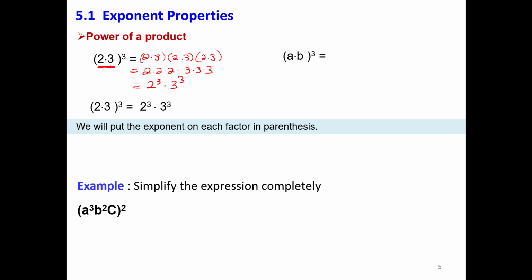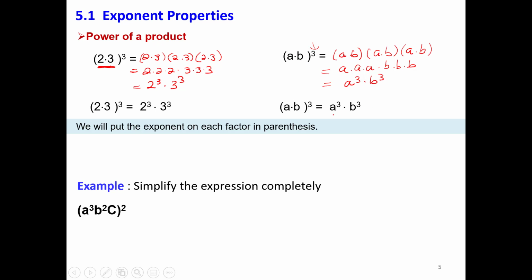In this case the base is a times b. Then we need to multiply how many times? 3, because we have the third power. Then we can write this as a times a times a, and this is a to the third times b to the third. Again, if we have a power of a product, we can simplify the problem if we put the exponent on each factor.